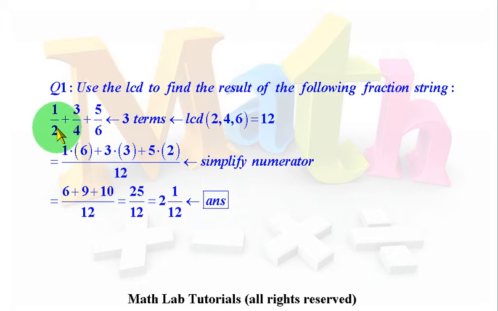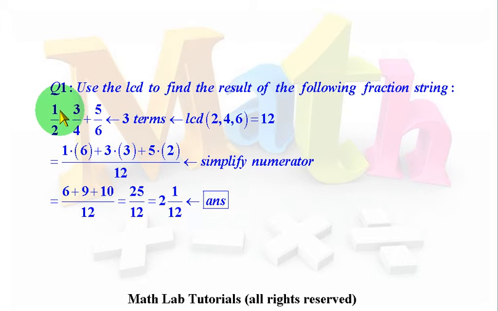Notice the fractions are all good guys because they're all positive. So we have 3 terms, and the LCD of the denominators, 2, 4, and 6, is 12. And this is how I go about adding fractions. What I do is put a big division bar here, leave the numerator empty, and put the LCD that you found over here on the bottom.